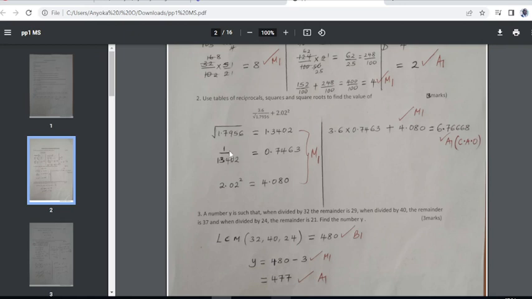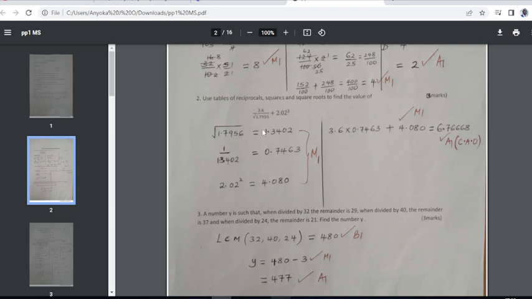Now we have 1 over 1.3402. After you have worked out the square root, read directly from the table of reciprocals. You read 1.3402, you get 0.7463. Then we have 2.02 squared. Go to the table directly and read 2.02 squared. You get 4.080. Then you go to the operation part.